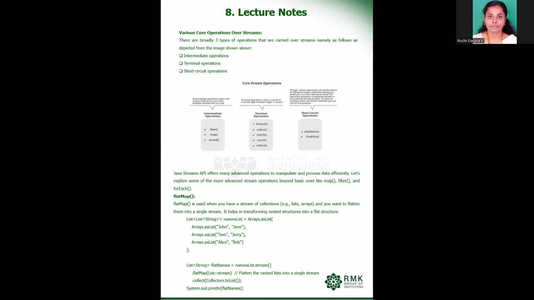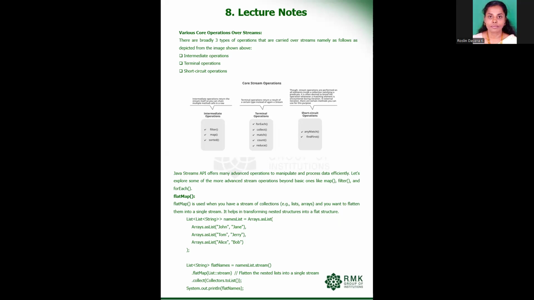In the Java Stream API, it offers many advanced operations to manipulate and process data efficiently. So we will explore some of them. The first one is flatMap. It is used when you have a stream of collections, for example lists or arrays, and you want to flatten them into a single stream. So you have multiple streams and you want to make it a single stream. It helps in transforming nested structures into a flat structure. Multiple structures will be turned into one single structure.